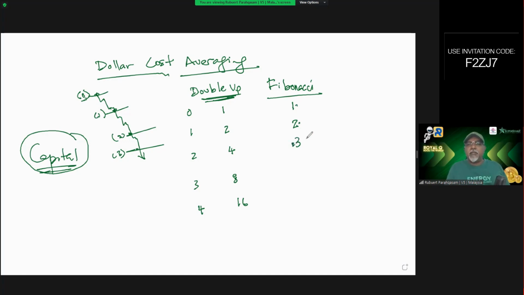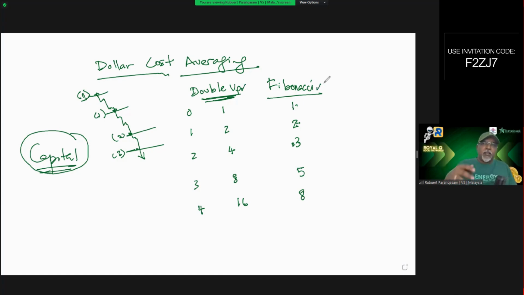You understand? So the next one should be what? This plus this. 2 plus 3 gives me 5. So what will be the next one? 3 plus 5 will be 8. Now this is the Fibonacci sequence. This is how it goes. So when you look at your capital, if you're unable to double up, you can go for Fibonacci.